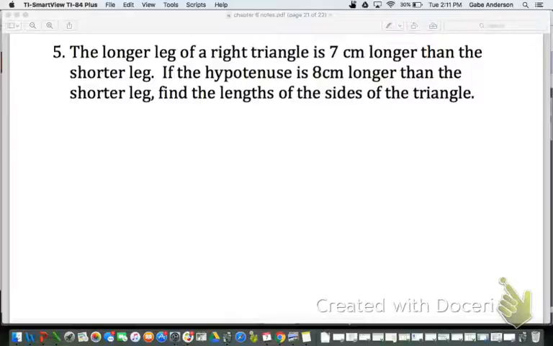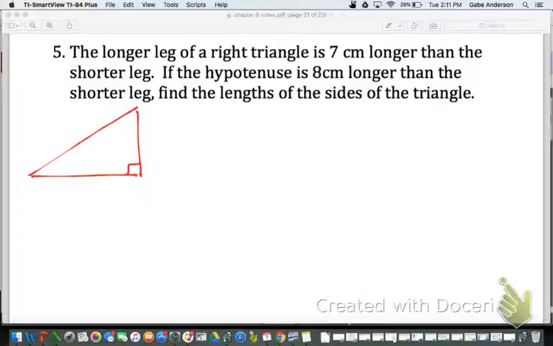What I'm thinking we ought to do is visualize this. Draw a diagram with a picture. I'm just going to go with a picture. Okay, so here is my right triangle. I'm going to label that right angle like that. And now I'm going to start trying to pick this out. It says the longer leg is 7 centimeters longer than the shorter leg.